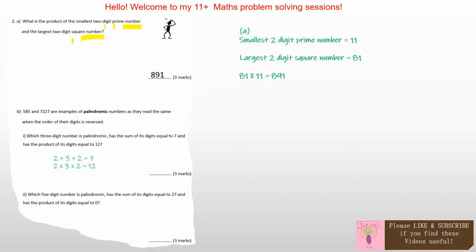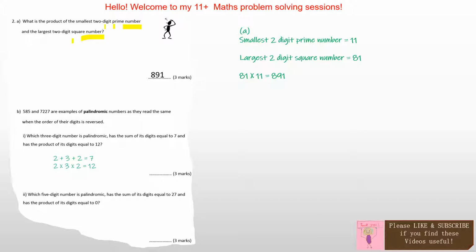What part B is telling us is 585 and 7227 are examples of palindromic numbers, as they read the same when the order of the digits is reversed. So you can read it from the left side or from the right side and it will be the same.